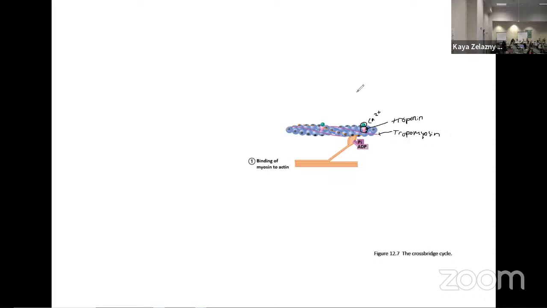It's important to realize that we're set up for this first step of the cross-bridge cycle by the presence of calcium and by that exposure of the myosin binding site. Okay, so because it's exposed, myosin and actin can bind together, and they do.